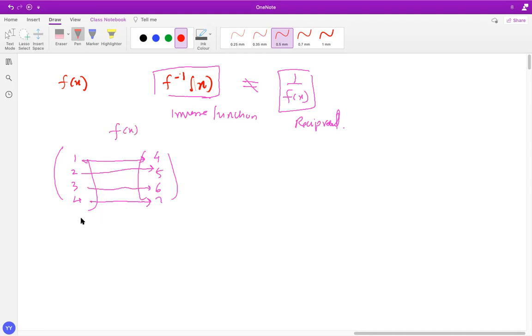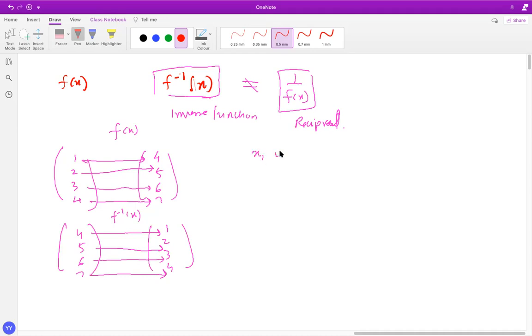This is a one-to-one mapping. And in the inverse function, the mapping will be 4, 5, 6, 7 with 1, 2, 3, and 4. So 4 will be mapped against 1, 5 against 2, 6 against 3, and 7 against 4. What actually happens is that if I have a point (x, y) on the function graph, the same point becomes (y, x) on the inverse function. So you can already understand that the properties of x and y get interchanged.